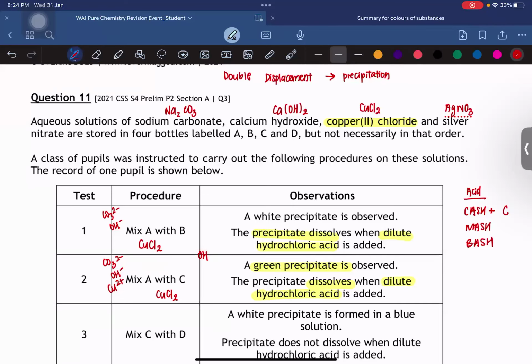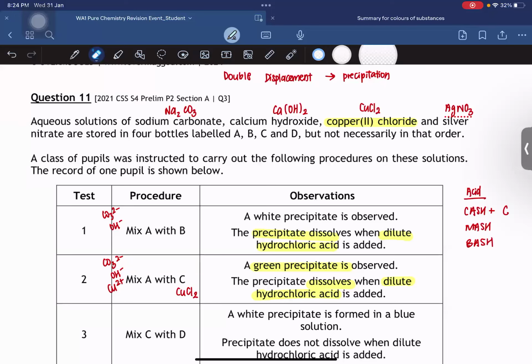Next, hydroxides. For my option, calcium hydroxide. Calcium chloride, is it a white precipitate? No. Copper 2 hydroxide, is it a white precipitate? No. So therefore, what does this tell me? This tells me A cannot be copper 2 chloride. A has to be something else.